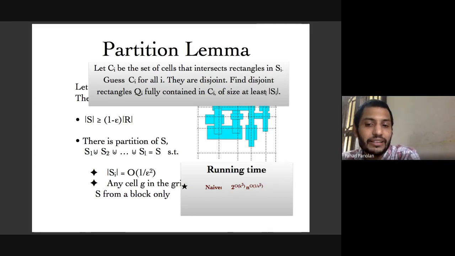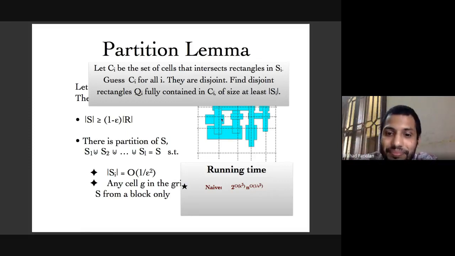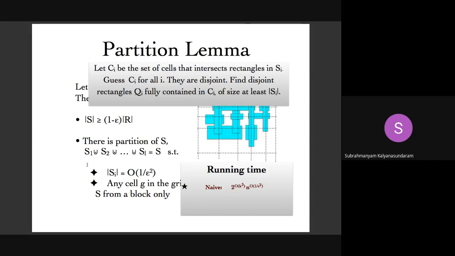So that will give an algorithm of running time 2 to the order K cube into N to the order 1 by epsilon square. Is that clear? The algorithm? Maybe I was a bit fast. If not, then just let me know.